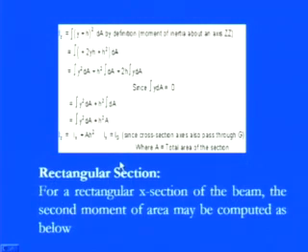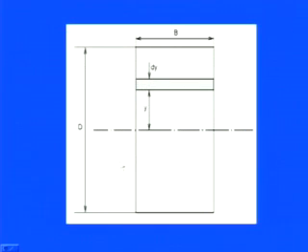Now, if we have a rectangular section, like if you want to calculate, for a rectangular cross section of a beam, the second moment of area can be easily calculated. The diagram is pretty simple. We have the rectangular cross section here. The total distance is d in the vertical way, and b is the width, and the neutral axis, or we can say the centroidal axis, is passing through this.